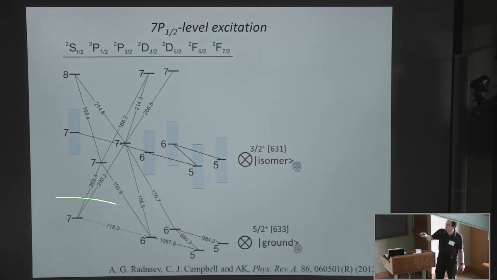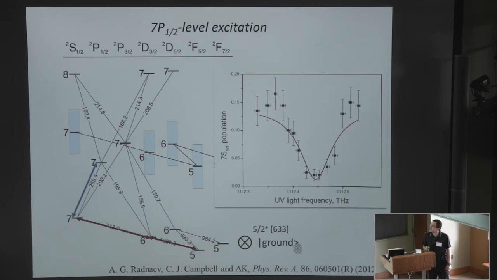So after exciting to the 7s level, the next step would be to excite into the 7p, which is the beginning point of the electron bridge. And we've done that as well, again for the thorium-232 isotope. Here is the population of the 7s level as a function of frequency of the 269 nanometer light, nanosecond-long pulses that we've used for this. And we see a resonant depopulation of the 7s level.